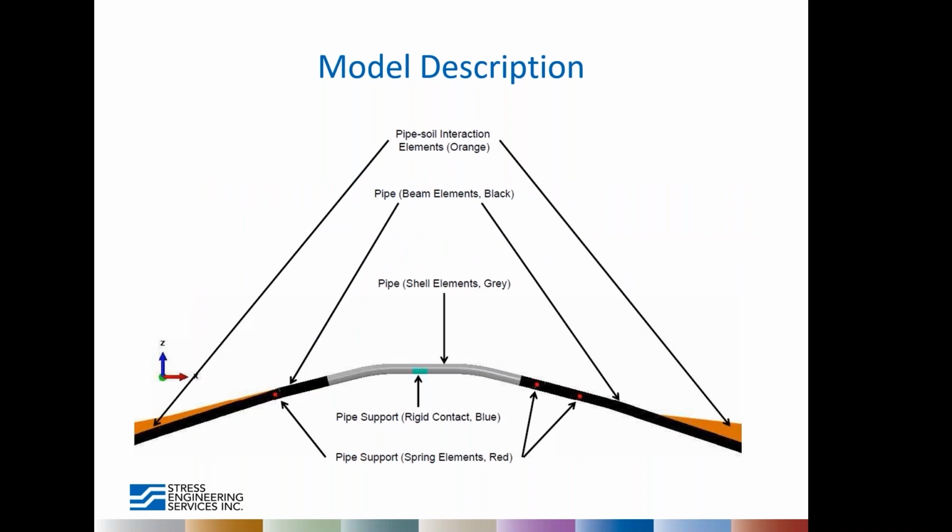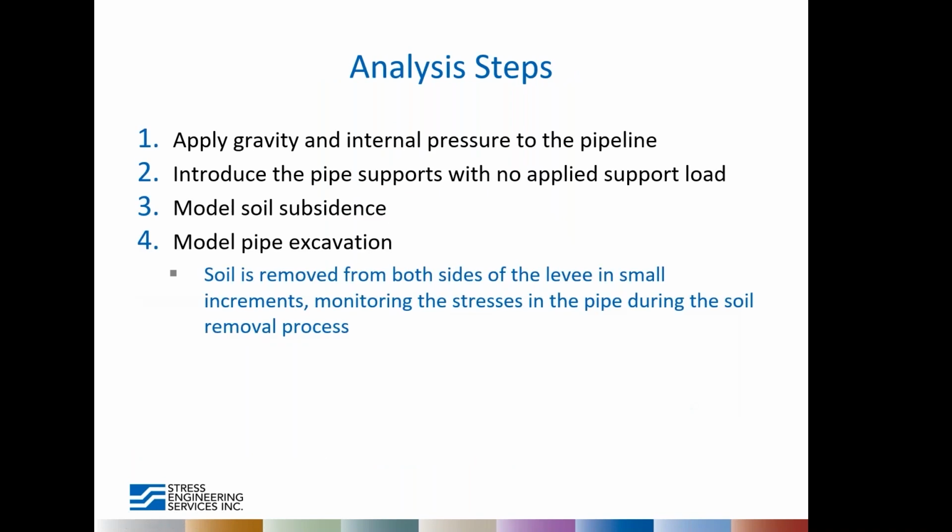So you can see an overview of the FE model that we generated here. The orange sections that look like little wedges here on the left and right are the pipe soil interaction elements. We have black shown here as the beam elements, and then the gray is actually shell elements. And then we have a couple rigid supports in the system, which are actual supports that are in the field.